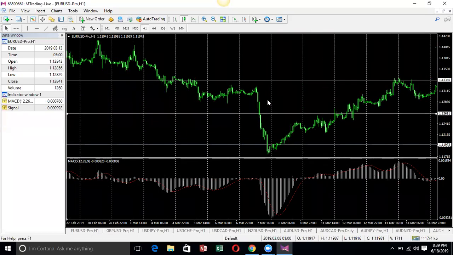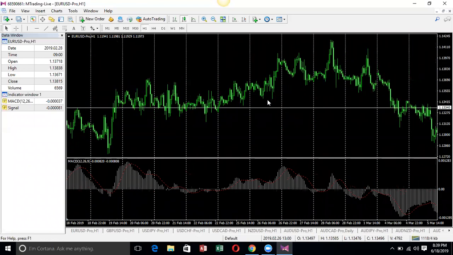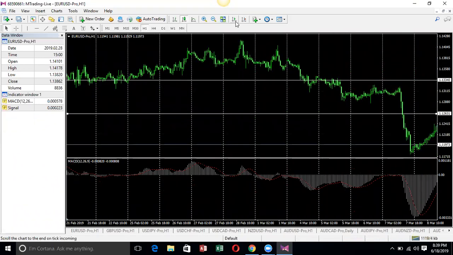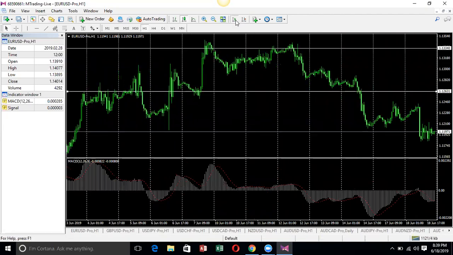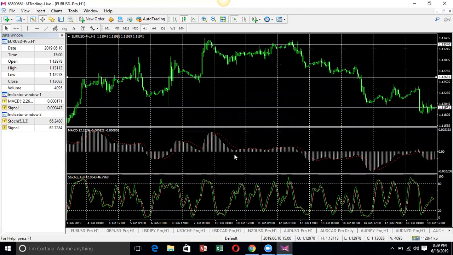So I will combine another indicator with this MACD, which will help us greatly. If you're not good with support and resistance and MACD, maybe you will enjoy the one I'm about to add now. Let's add our stochastic here. Okay, this is our stochastic.